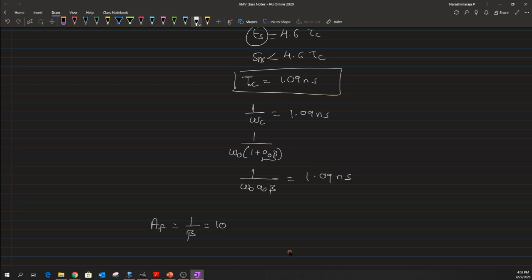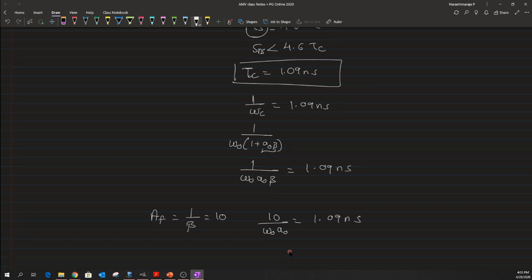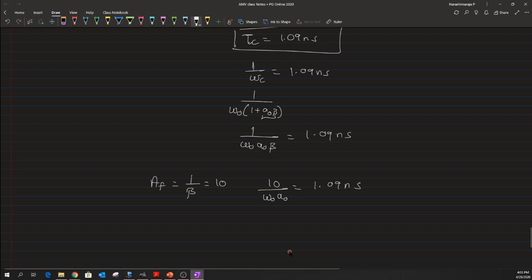So from here we have a value equal to 10 and omega naught a naught equal to this quantity. Now we know that this product of omega naught times a naught is nothing but omega u. So this quantity is nothing but the unity gain frequency term, and this value is what is being asked in the second part of the question. So this omega u is nothing but 10 divided by 0.09 nanosecond.